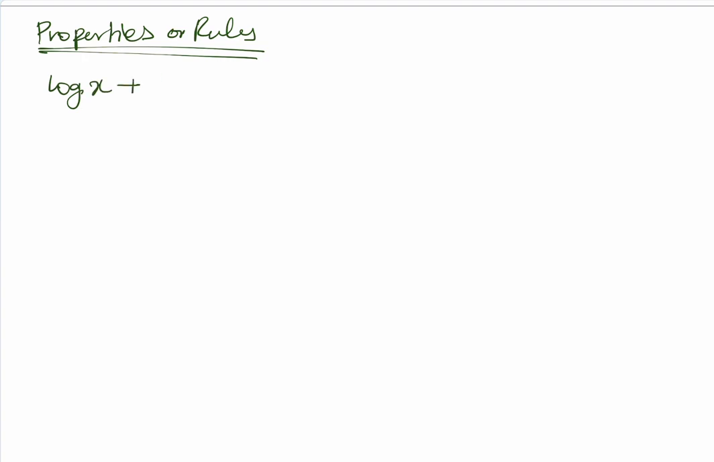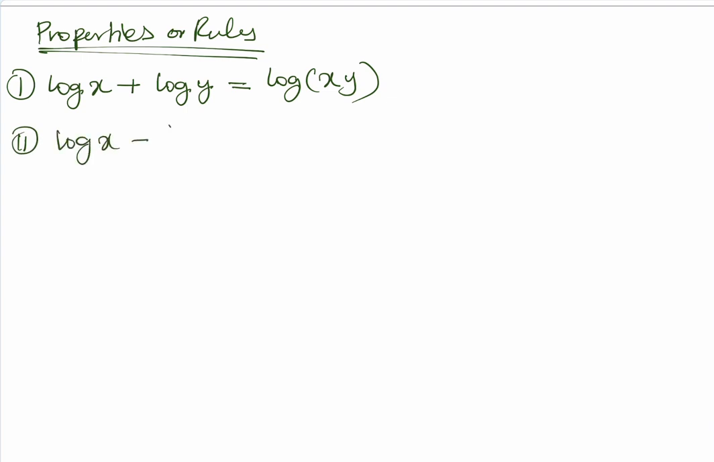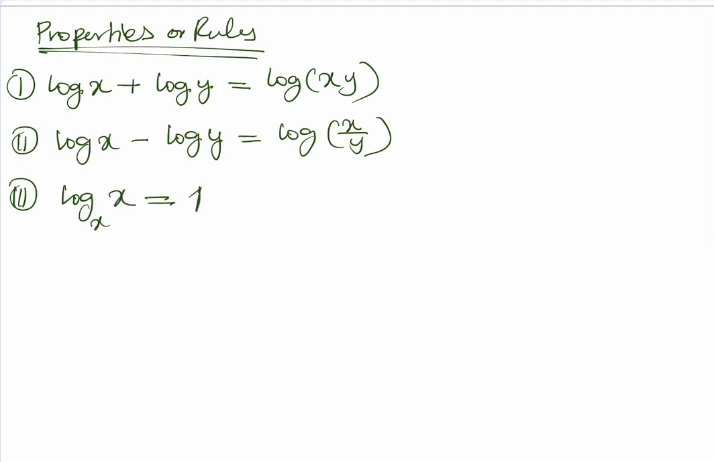Okay, so some properties, you can call them properties or rules, are here for logs. Log base 10 of x plus log base 10 of y is equal to log of x times y. When you see two logs being added, you can multiply them, right, simple. And when you see two logs being subtracted, you can divide them. And third thing is, when the log base in the function is the same as the number, you can call it a 1.